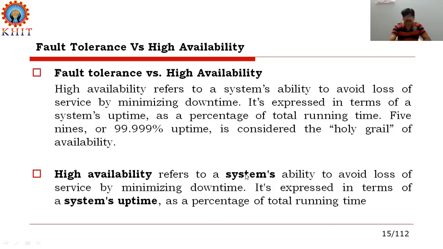The first one is the ability of the system to avoid loss of service by minimizing the downtime, and it's expressed in terms of system uptime as a percentage of total running time. So that means that high availability refers to avoiding the loss of service by minimizing downtime. So the system failures will be minimized based on the high availability of the system. That's why fault tolerance will automatically boost the capacity of high availability.